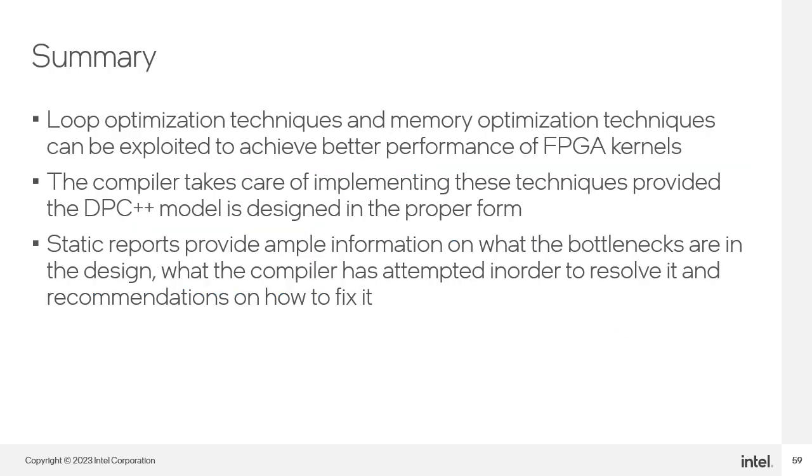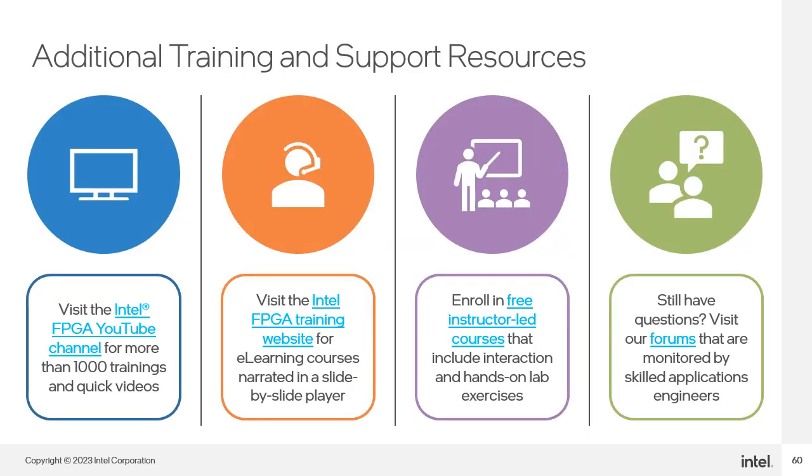We have come to the end of the training, Introduction to Optimizing FPGAs with the Intel oneAPI Toolkit. To summarize, a brief recap on what we have learned. Loop optimization techniques and memory optimization techniques can be exploited to achieve better performance of FPGA kernels. The compiler takes care of implementing these techniques provided the DPC++ model is designed in the proper form. Static reports provide ample information on what the bottlenecks are in the design, what the compiler has attempted to resolve, and recommendations on how to fix it.